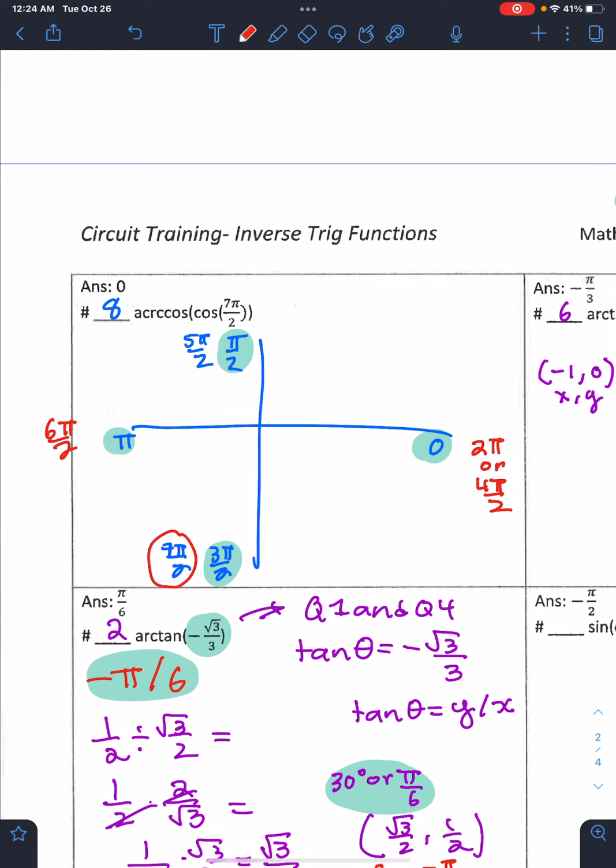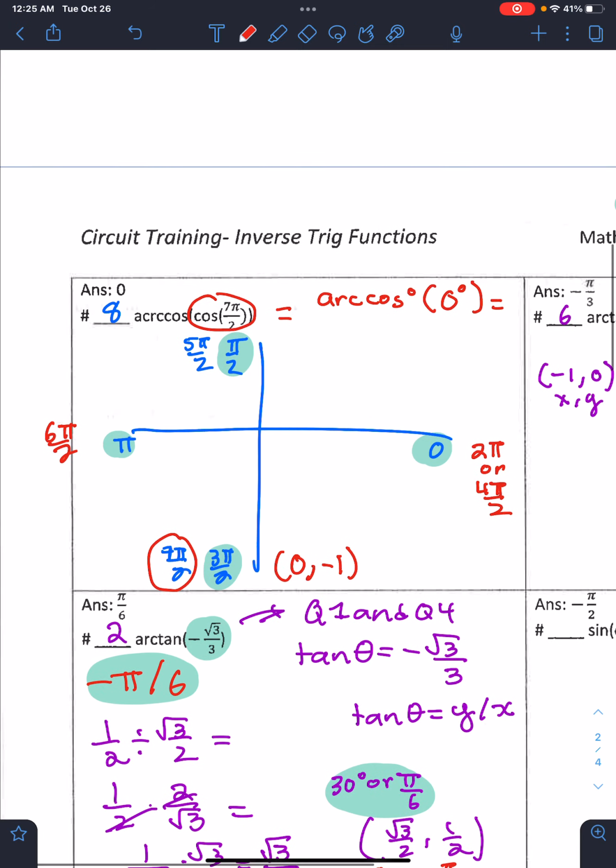And that's how we end up with 7 pi over 2. And our coordinate point here is (0, -1). So if I'm asking you what is cosine of 7 pi over 2, well, our x value is just 0. So now the question is, when is my x value 0 for cosine? And I know I need to look at the first and second quadrant.